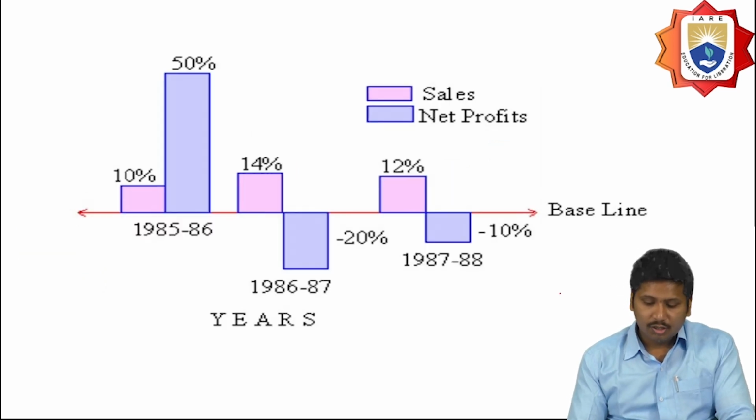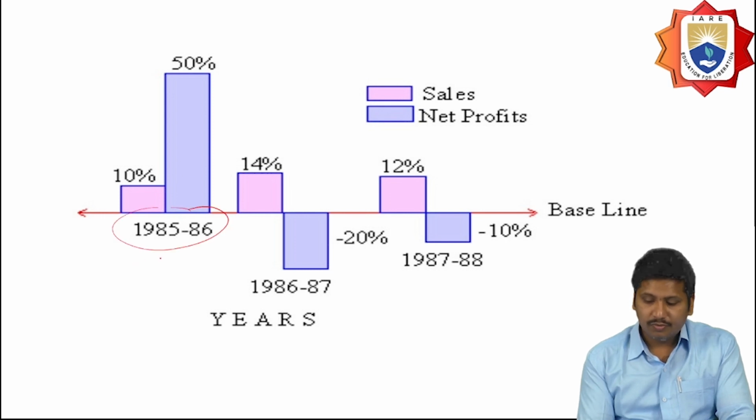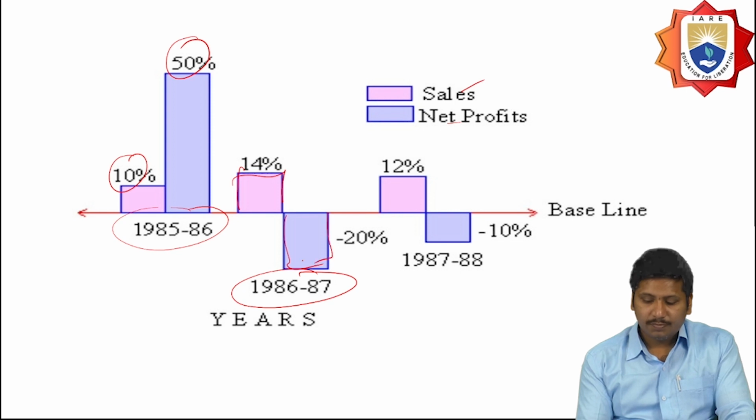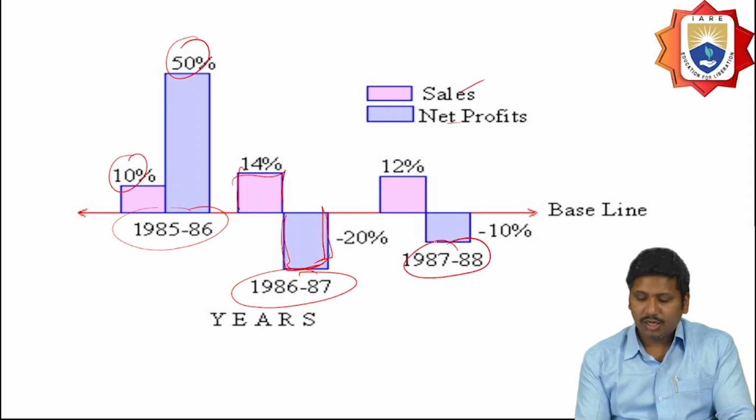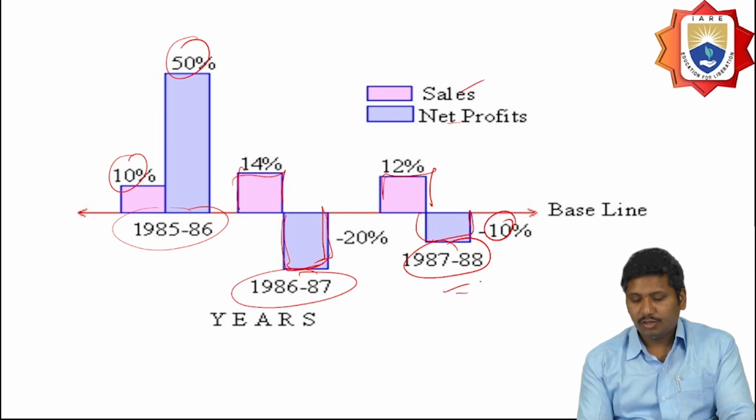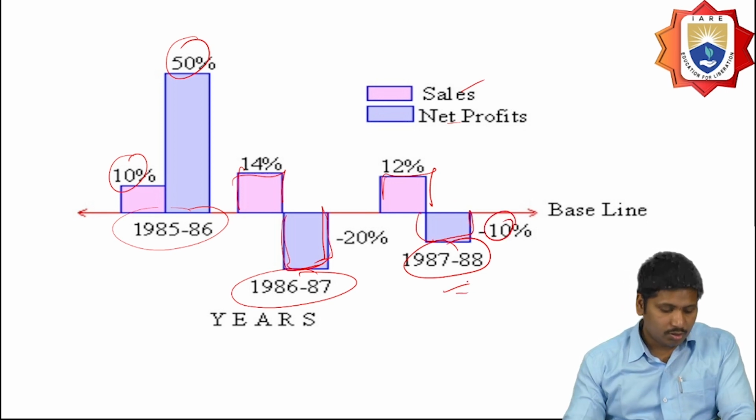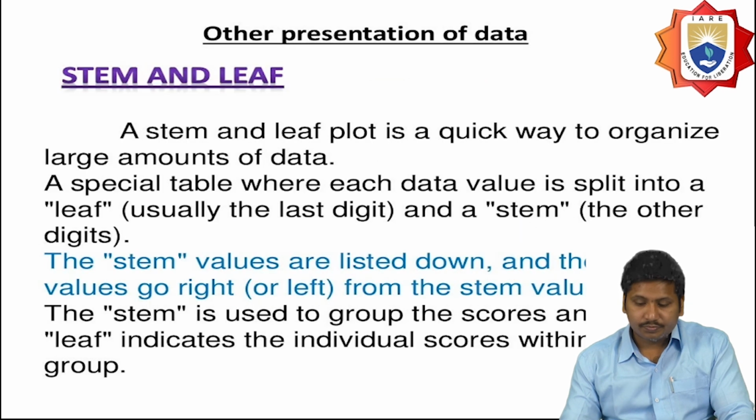See the other example. 1985, 86, how many sales? 50% and 10%. Sales is 10%, and net profit is 50%. Similarly, 1986 to 87: 14% sales and net profit will be minus 20, so that's why I'm going to draw in the downward direction. Similarly, the next one is 1987 to 88. How many sales? Positive 12 and net profit minus 10. So like this, I can draw the multiple deviation bar diagram.